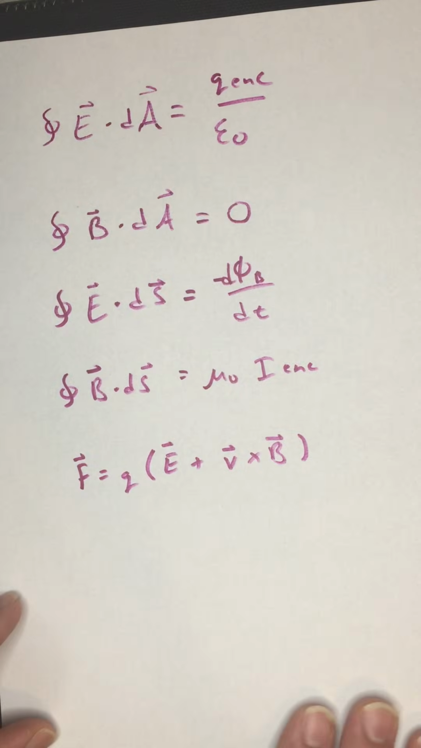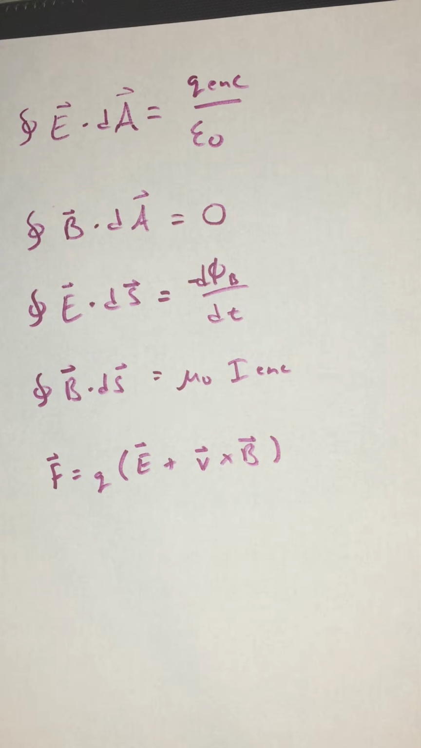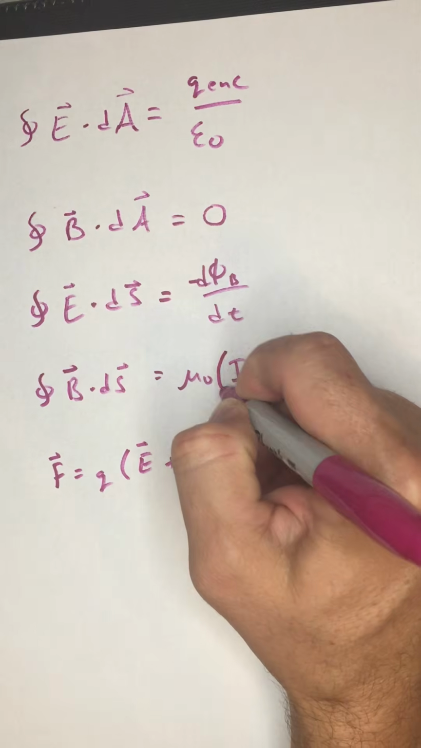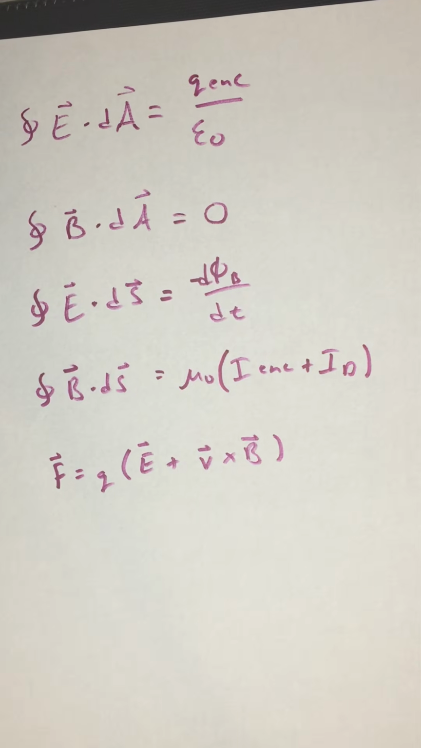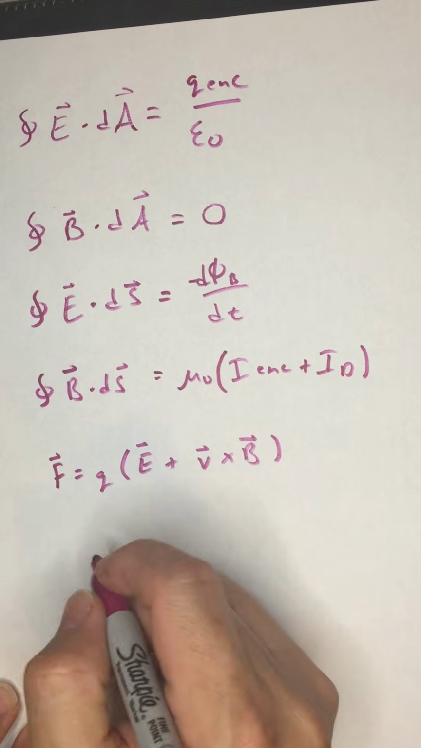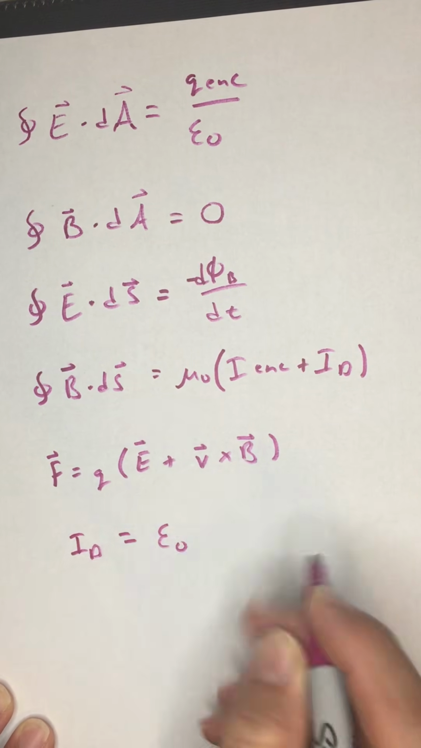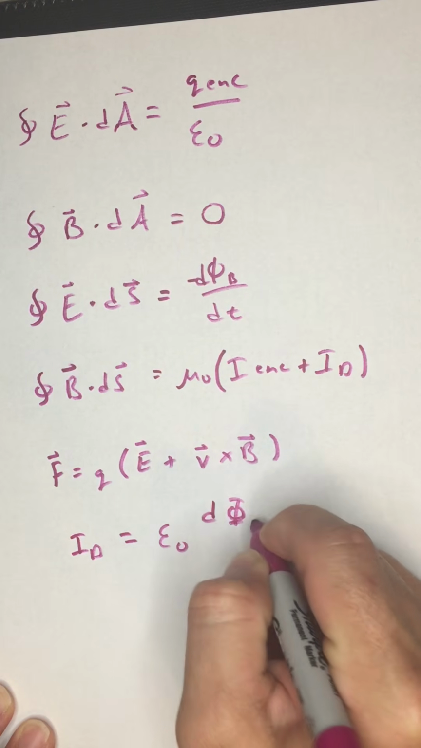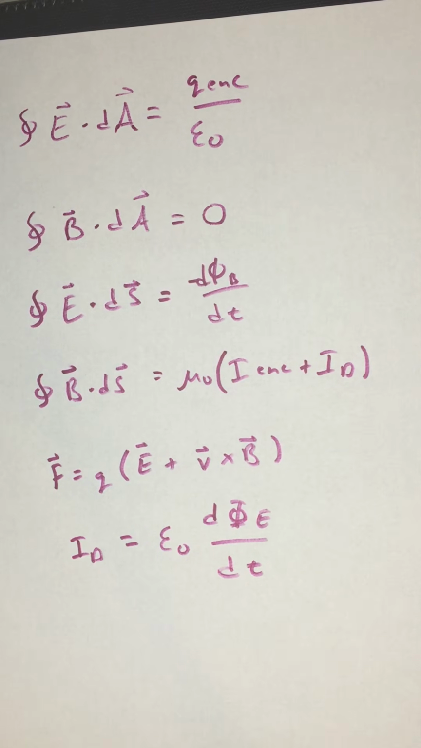What Ampere said, I keep saying that, what Maxwell said is that we need to amend this I enclosed and add in plus this term I sub d, which we call the displacement current, where the displacement current I sub d is defined as epsilon naught times d phi e dt, the change in electric flux per unit time.